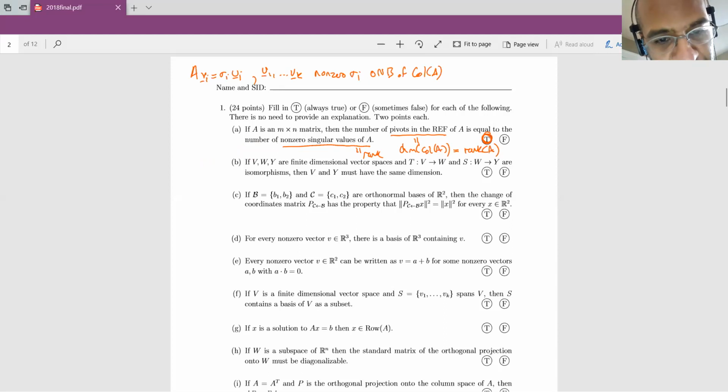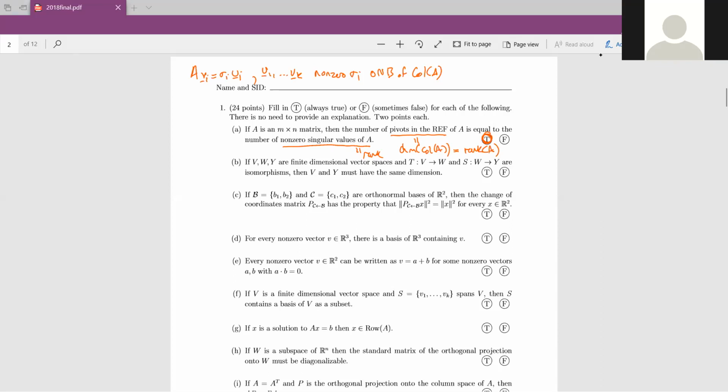Okay, second question. If you have finite dimensional vector spaces and you have two isomorphisms, one from V to W and one from W to Y, then they have to have the same dimension. Any thoughts on this? Yeah, true. Why is it true? Or what was the thought process for why it's true? You can just say it. I'm not monitoring the chat.